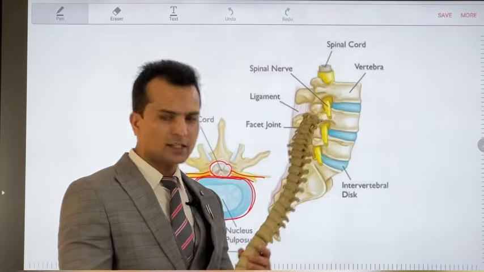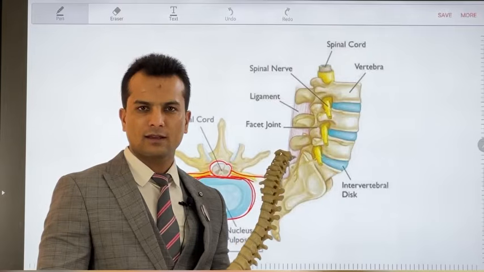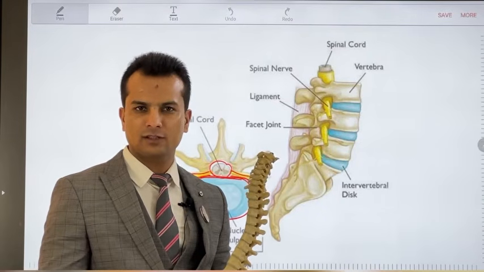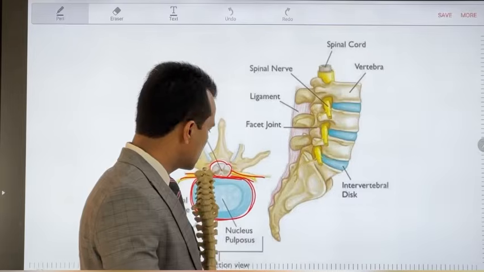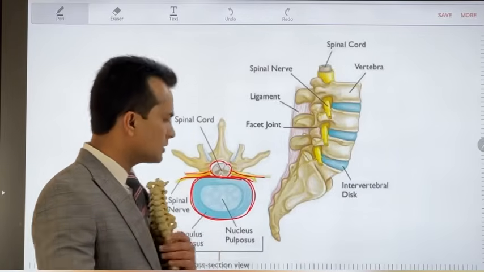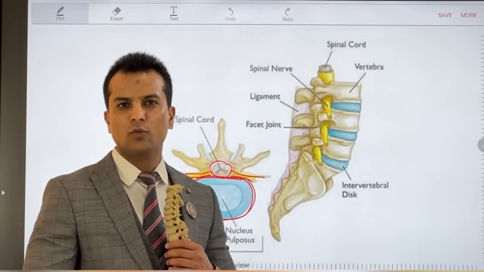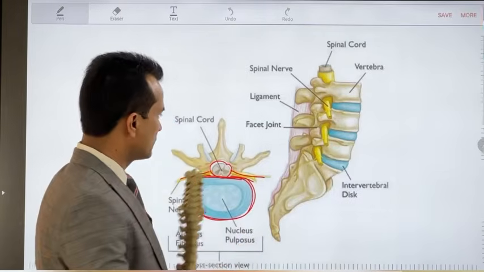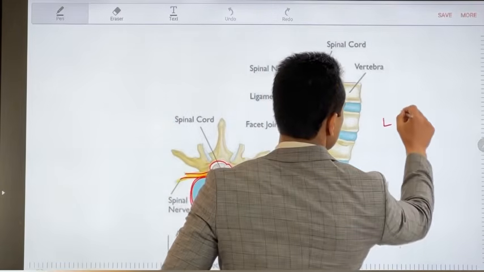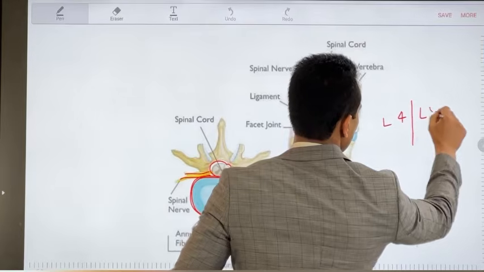So common disc herniation, fracture of the disc, dislocation of the joints: herniation or bulging of the disc most frequently occurs between L4 and L5.